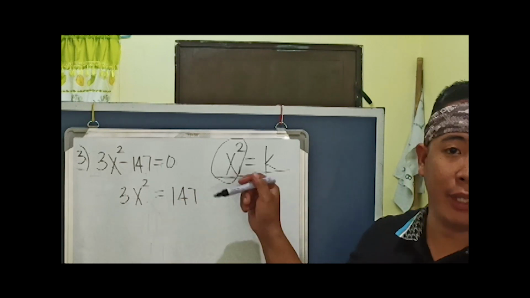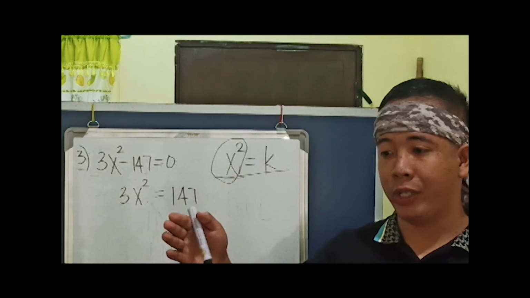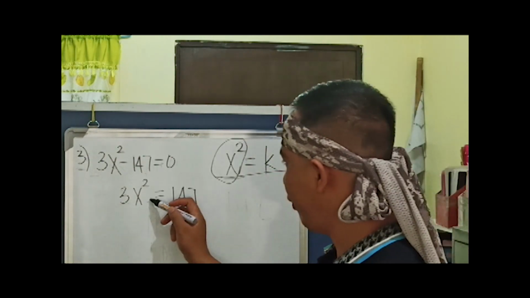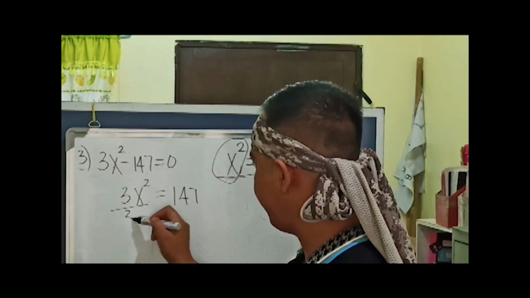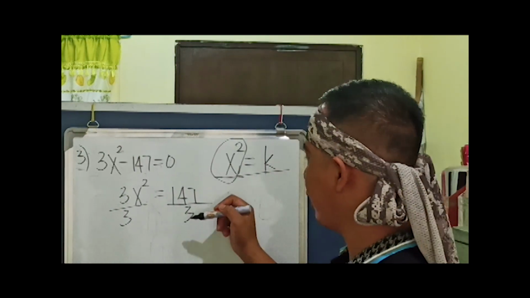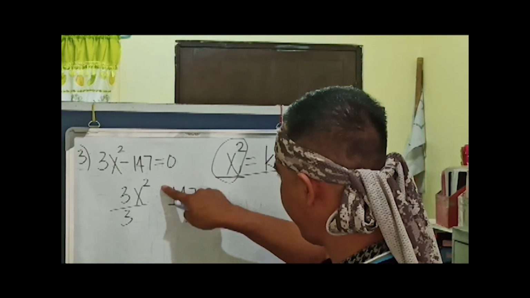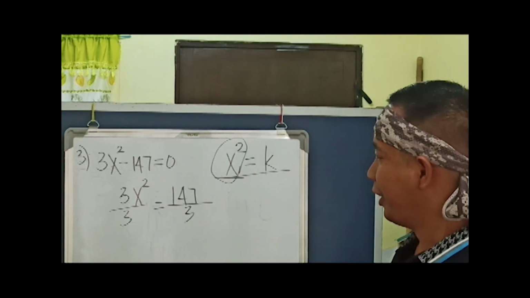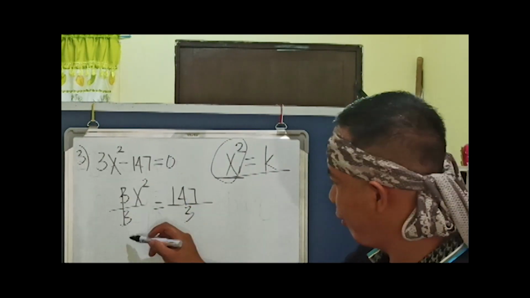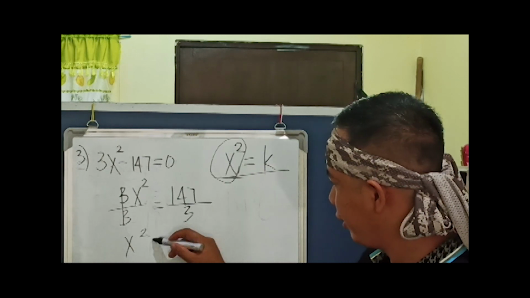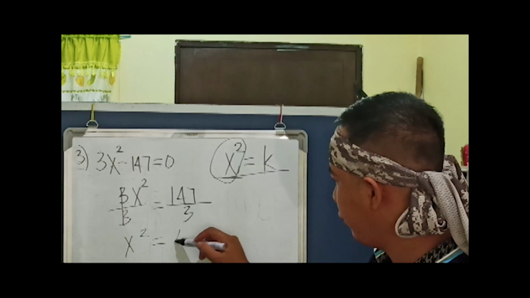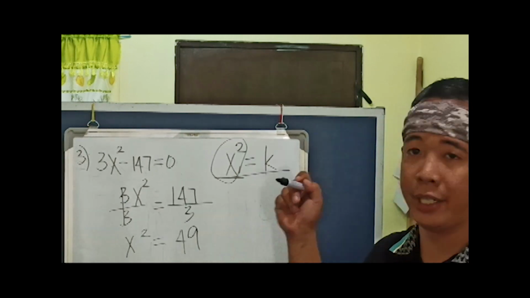This form is very familiar if you're going to recall the second example. So I think you already know that the next step is to divide both sides by 3. Again, I will transfer the equal sign to make it more beautiful. Now divide both sides by 3. We will have x squared is equal to 147 divided by 3, which is equal to 49.